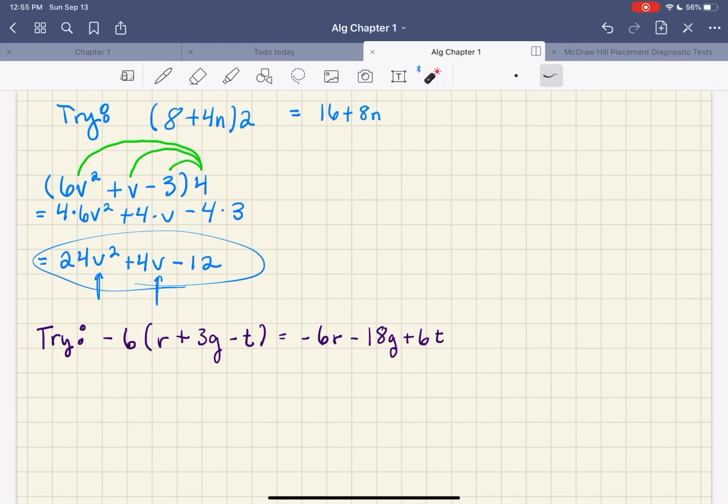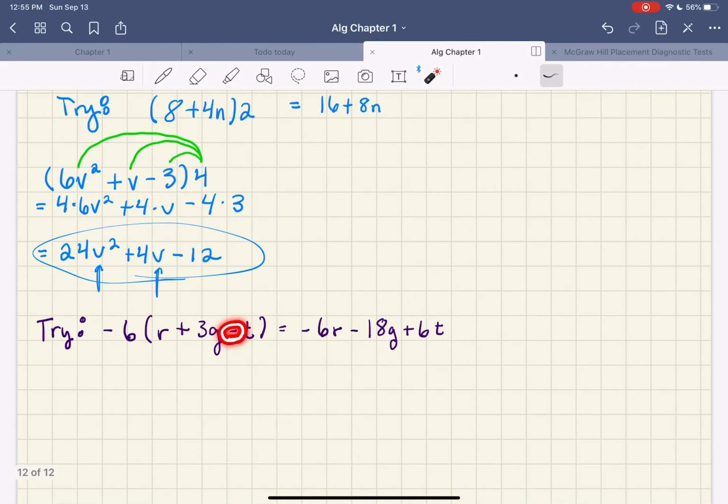And that plus right there, that's going to be something that's going to trick a lot of people, because remember, I've got my negative and then I'm going to have a double negative because I have that minus t and negative 6. That's going to turn into positive, so I'm going to have addition there. That is your answer for that one.